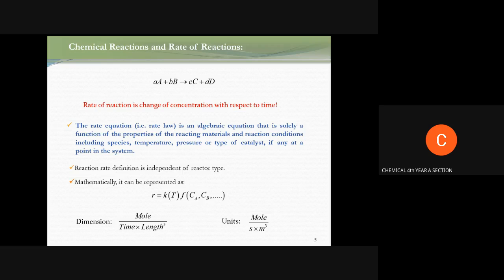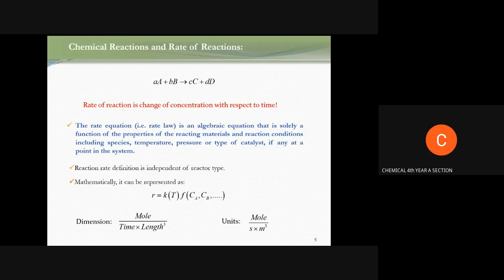After that, for the rate equation, you all know about cases being dependent or independent, as with humans. Like that, we have to analyze whether the reaction rate is independent or dependent. You can easily understand that the reaction rate is independent of reactor type, which means it does not consider the reactor type.